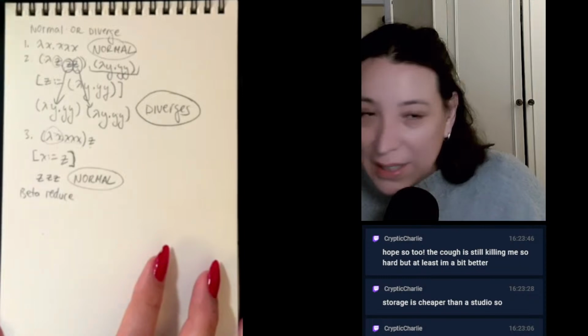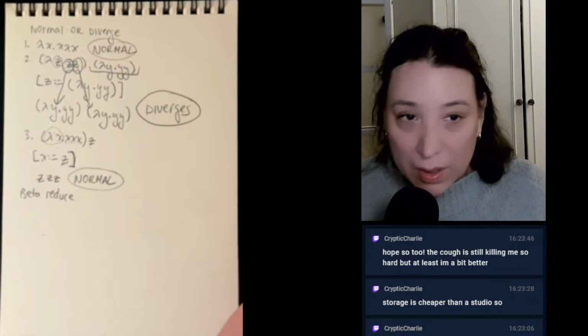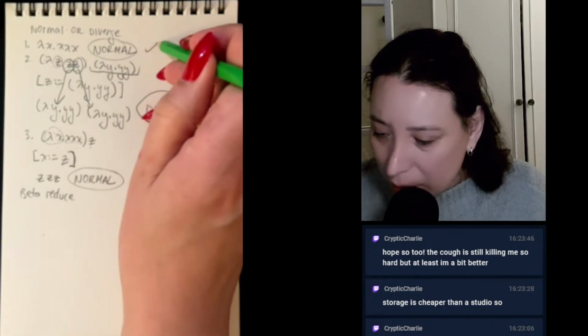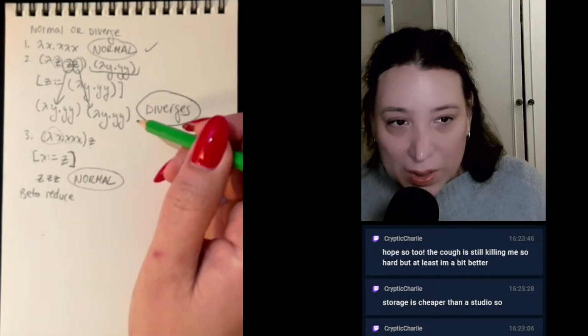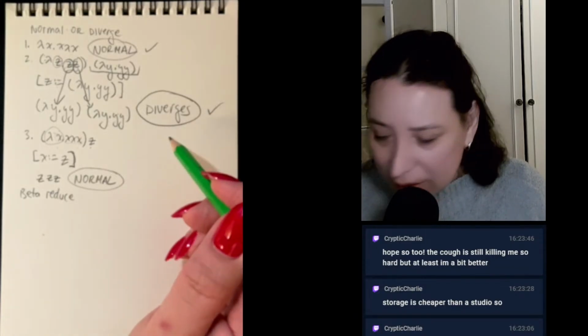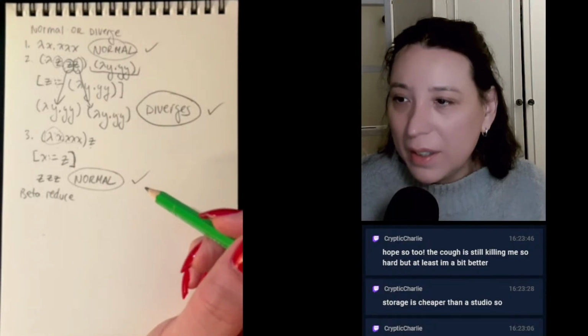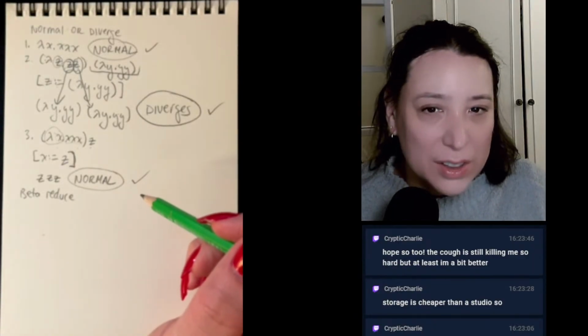All right, so next one here. Does it diverge? It says the first one doesn't diverge, so normal. This one does diverge. Did we say diverge? Yep. And this one doesn't diverge. All right, perfect. We got those all right. So we can go back to our beta reduction now.